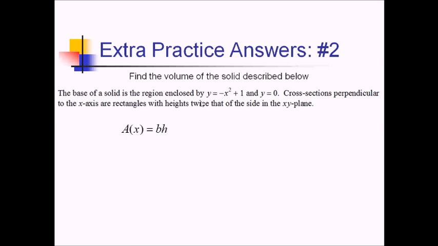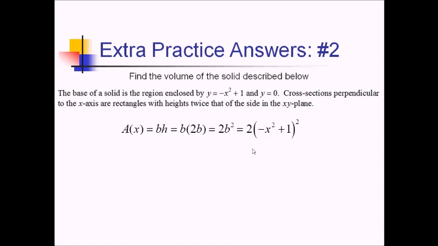So they told us that the heights are twice the side in the xy plane. That's basically saying the height is twice the base. So this is really just b times 2b. So that's going to be 2b squared. And now the actual base of these rectangles is just the distance between this function and this function, which is just a distance of negative x squared plus 1. So we have 2 times this distance squared. That's what we'll put in for our function to integrate.